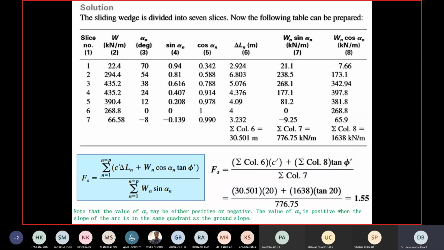Okay, so note down all these things. As I told you, it is very difficult to calculate it, but this is what they have done. Corresponding to each slice, the weight is calculated, alpha is calculated. Then determine the rest of the parameters: sin alpha, cos alpha, tan, and the length of each slice. Then the driving component and the resisting component. Then ultimately substitute everything into the equation, and what we get is the final factor of safety.